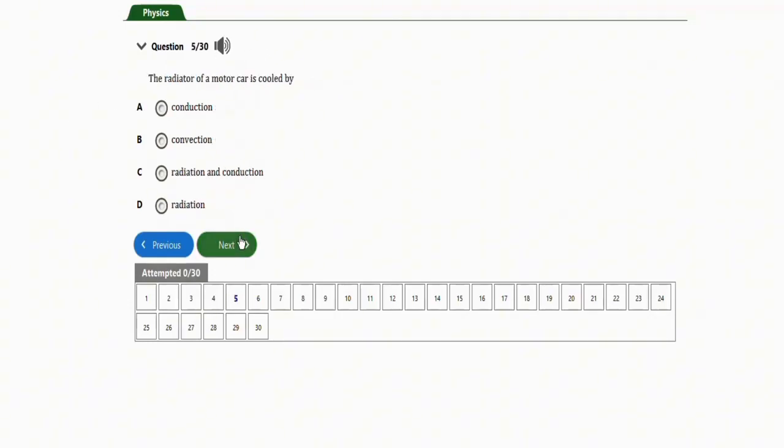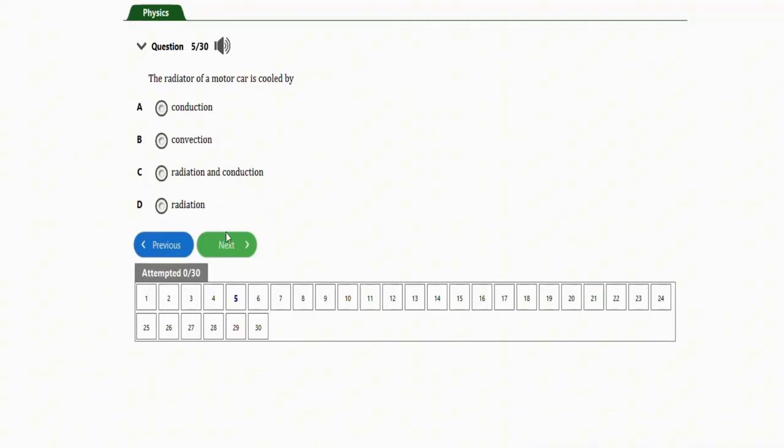The next repeated question we have is this one. It says the radiator of a motor car is cooled by, we have option A, conduction, option B, convection, option C, radiation and conduction, option D, radiation. So guys, the correct option to this question is option B, convection. The radiator of a motor car is cooled by convection.